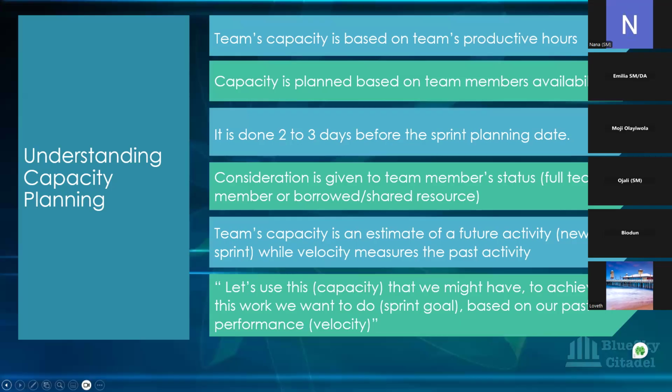But they need now to use that to plan their capacity. Remember, I said that based on that velocity, they normally work. So they now need to use that capacity to know whether we can still do those 20 trolleys based on the staff availability that we have. So you can use it to form a sentence: let's use the capacity that we might have to achieve this work we want to do, which is your sprint goal, based on our past performance.